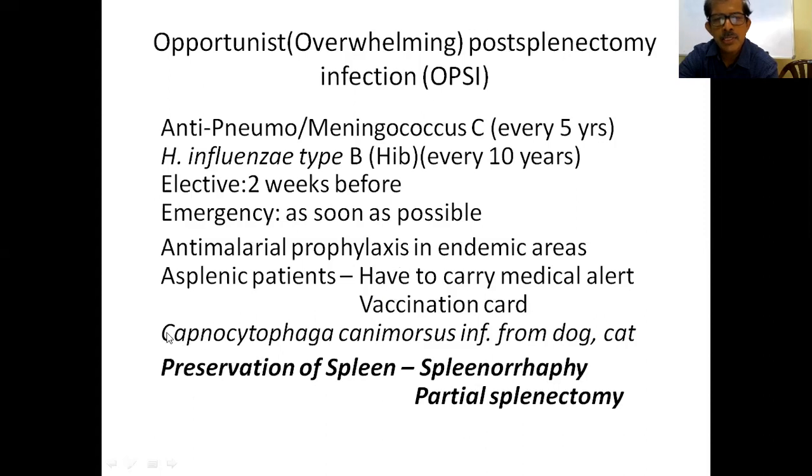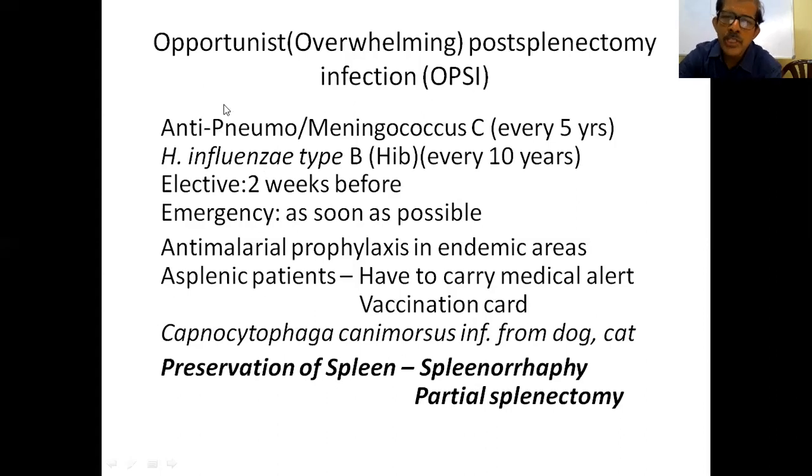Of course, in addition to these infections, there is another one, Capnocytophaga canimorsus. This can be acquired from dogs and cats. Post-splenectomy patients are mainly affected by this infection. I have included this for entrance purposes, otherwise it is not important for our routine discussion.